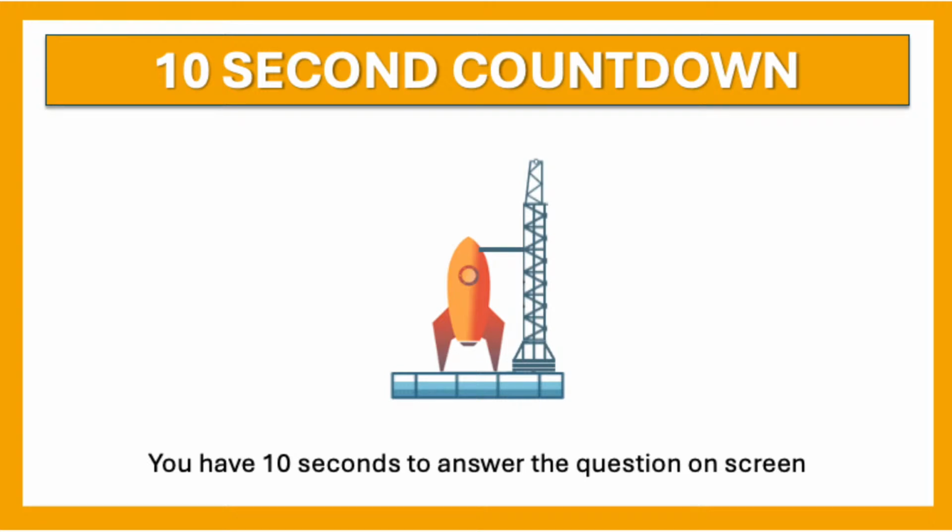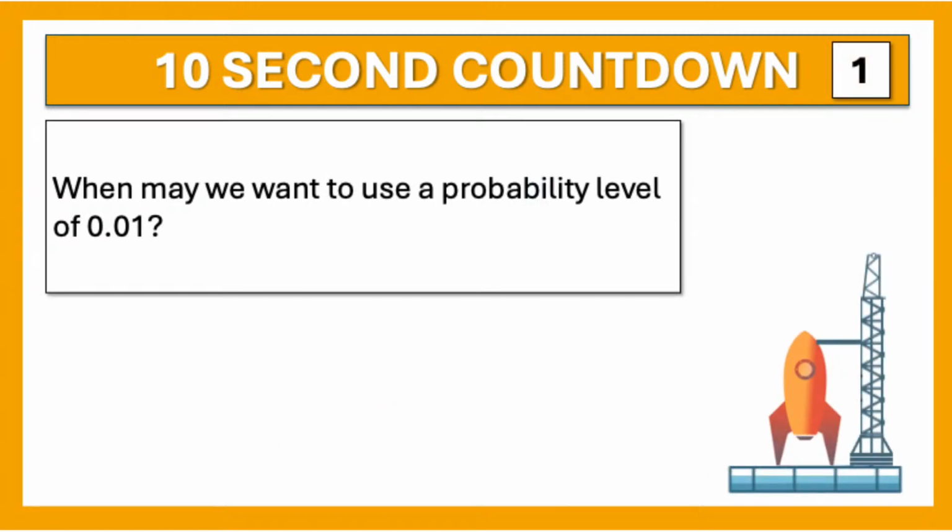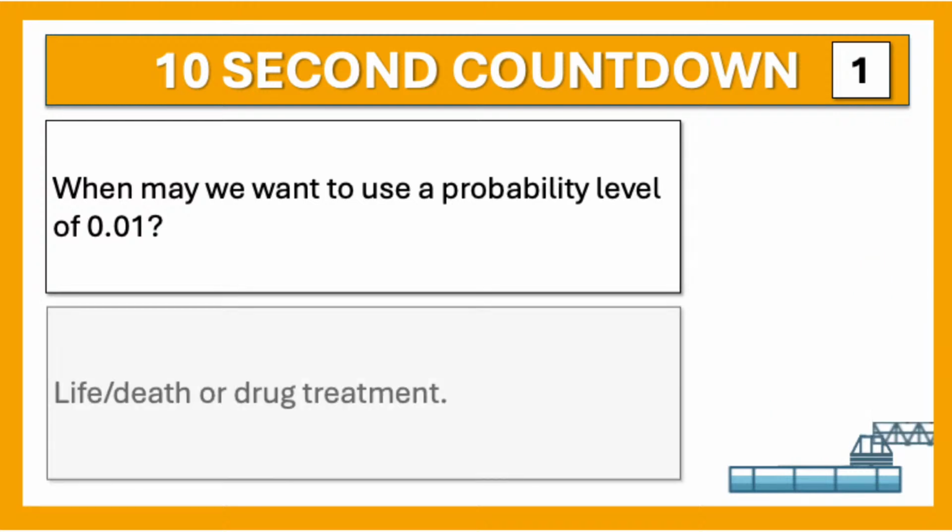So it's really answer quickly on this. You've got 10 seconds to answer the question that you see on the screen. Let's have a look at the first one. Okay, so when may we want to use a probability level of 0.01? That was very quick. It came up before they'd even had a chance to write it in. There is a bit of a lag. They have got the answer, there's a word on the chat.